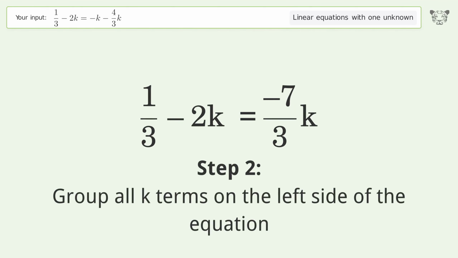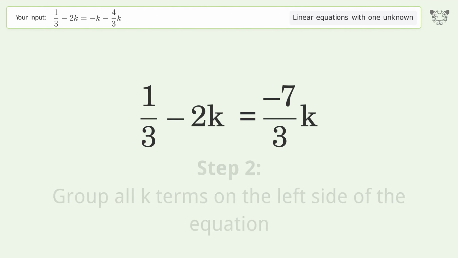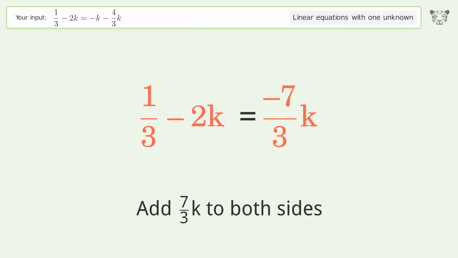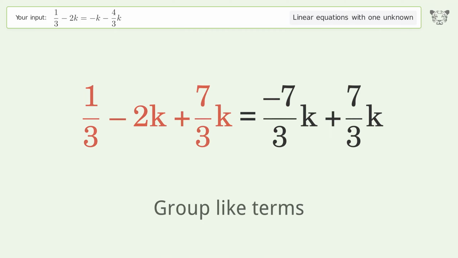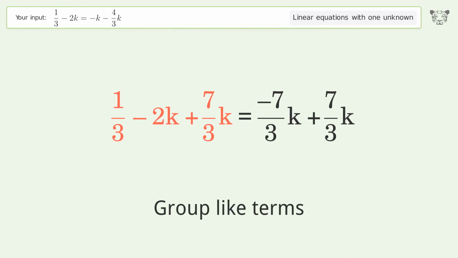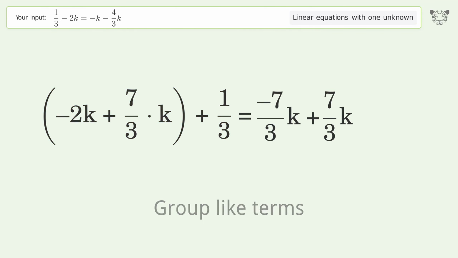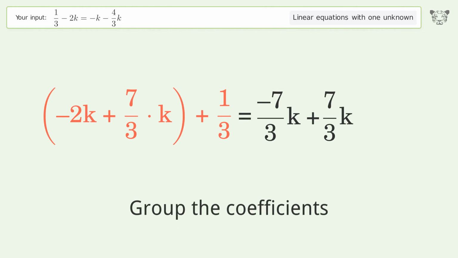Group all k terms on the left side of the equation. Add 7/3k to both sides. Group like terms. Group the coefficients.